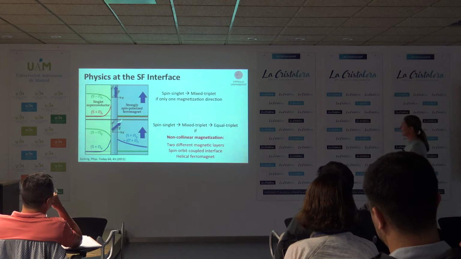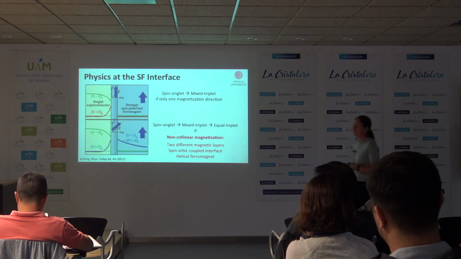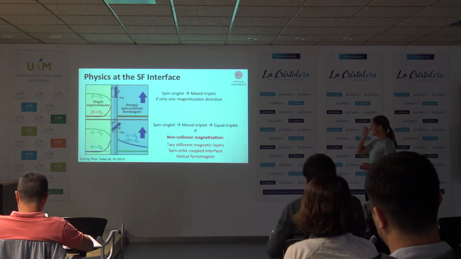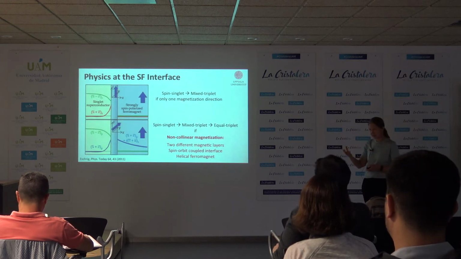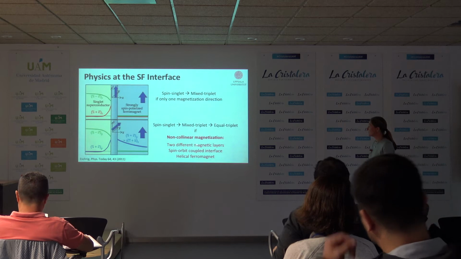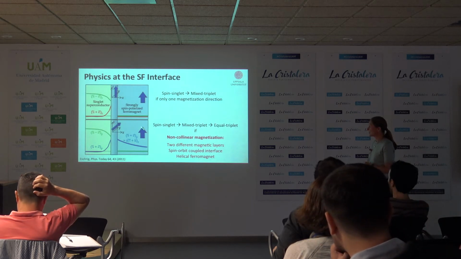But all the experiments, or at least the early thinking of this, were always so dirty that only S-waves survived. So what you need to have in these SF interfaces to get odd frequency, or this equal-spin triplet, is some non-collinear magnetization. For example, two different magnetic layers, where you have something magnetic in the Y direction and in the Z direction, so different directions.